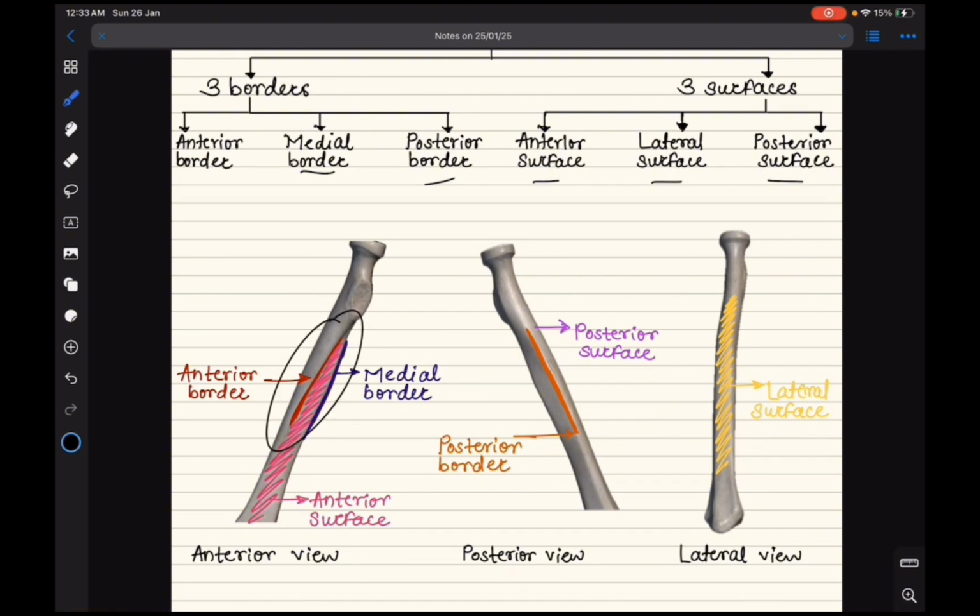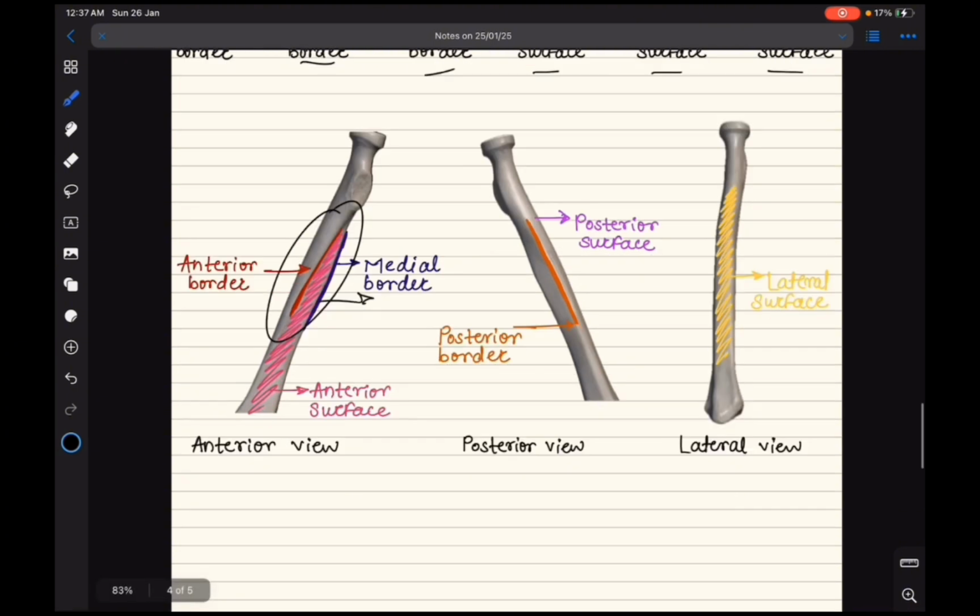The one highlighted in red is the anterior border. This one is the medial border. Then comes the posterior border on the posterior view. Then about the surfaces, the anterior surface is located between the anterior and the medial border, whereas the lateral surface is located between the posterior and the anterior border. Lastly, the posterior surface that is located between the posterior and the medial border.